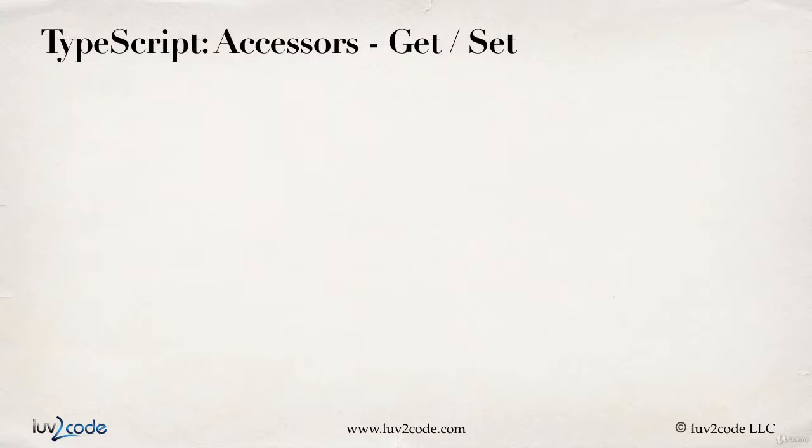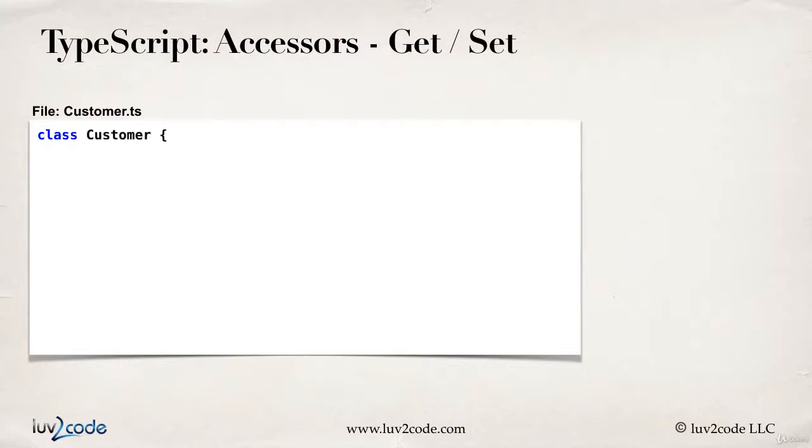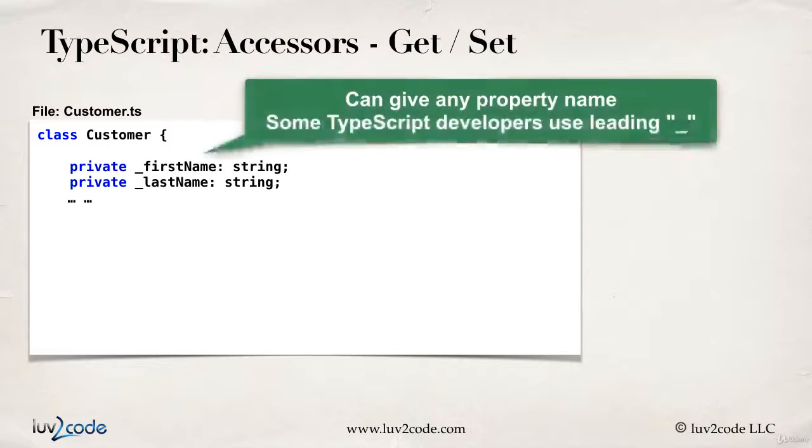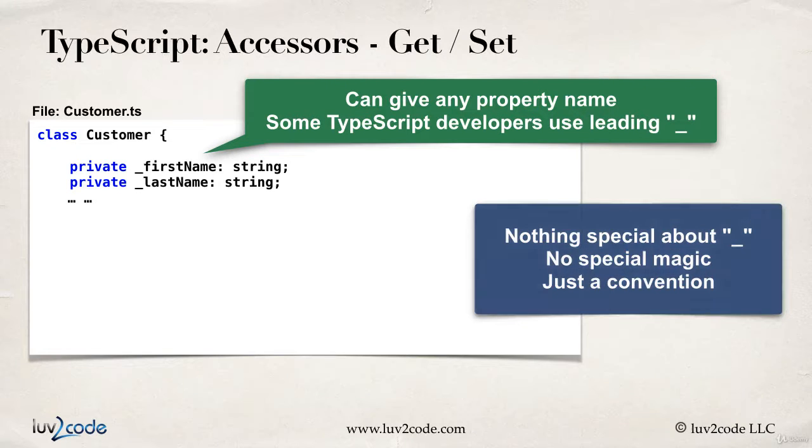Alrighty, so in our customer class, the first thing I'll do is change my internal property names. For the internal property names, you can give any property name. Some TypeScript developers use the leading underscore, but there's nothing special about the leading underscore. There's no special magic. It's simply a convention. You could actually give your internal property names any name because they're private.